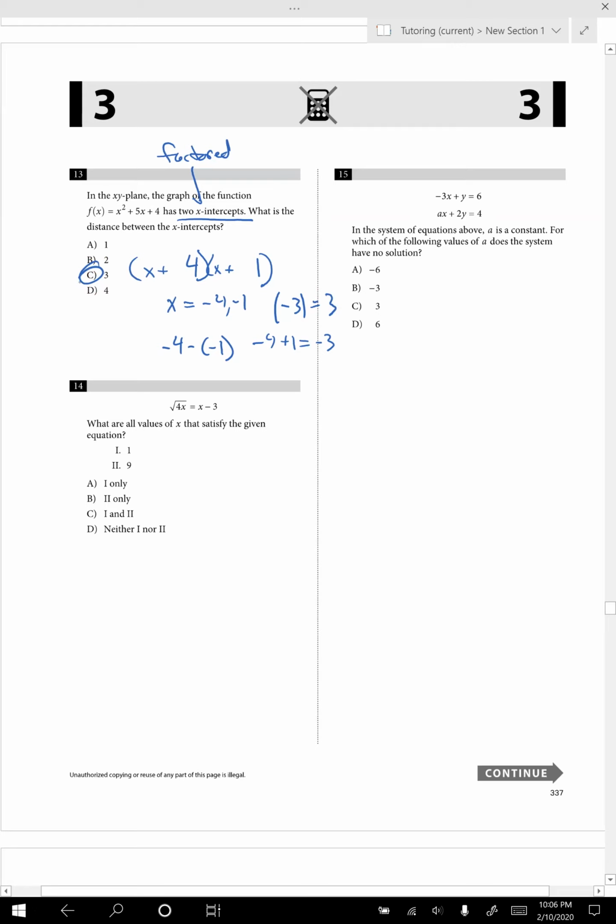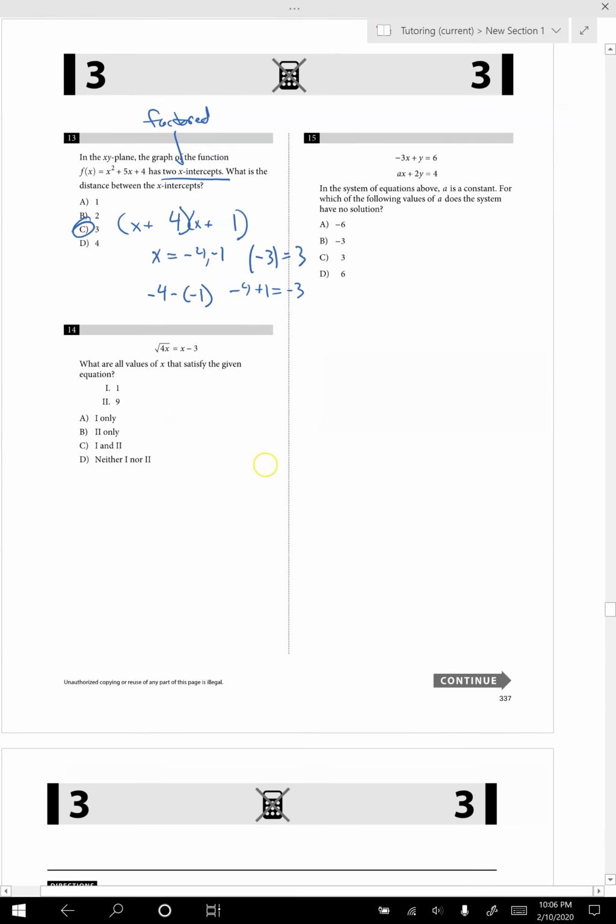Number 14. What are all values of x that satisfy the given equation? Now, when they give you these Roman numerals, it's actually nice when they only give you 2 of them because you can check those very quickly. If they gave you 3 or 4, it might be hard to check them and you might have to solve another way. In this case, we have 2 easy numbers to check, so we're just going to plug them in and see which ones are true.